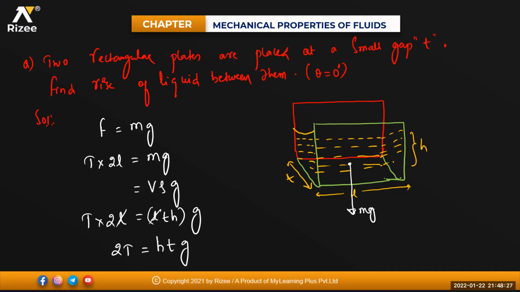Thickness is nothing but the gap, beta. So H will be equal to how much? 2T divided by volume into density, which is also there, rho. So H is equal to 2T divided by rho T g. So this is the height to which it has been raised.